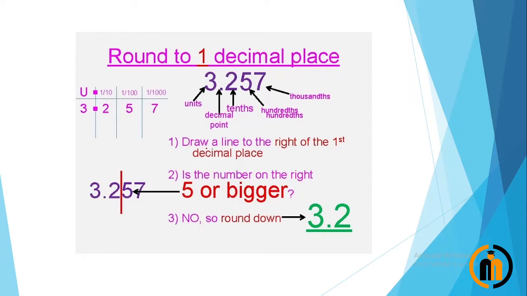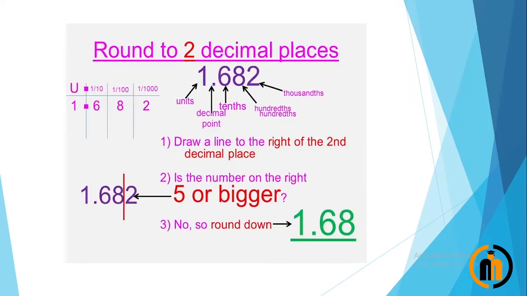Step 1 is to draw a line to the right of the first decimal place. Since we need one decimal place, we draw a line exactly here, which means we need to round only till here. You need to check whether the second decimal digit is 5 or greater than 5. If it is 5 or greater, you round up to the next number. If it is less than 5, the number remains the same.